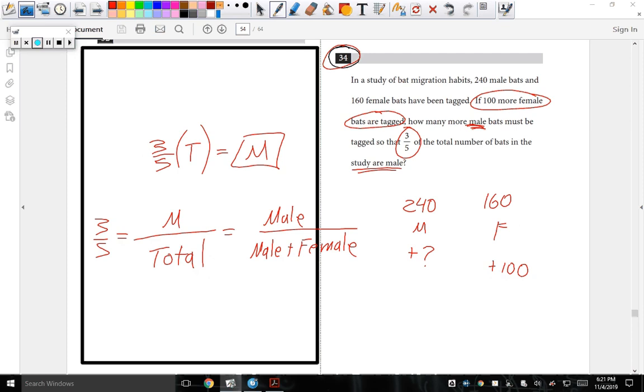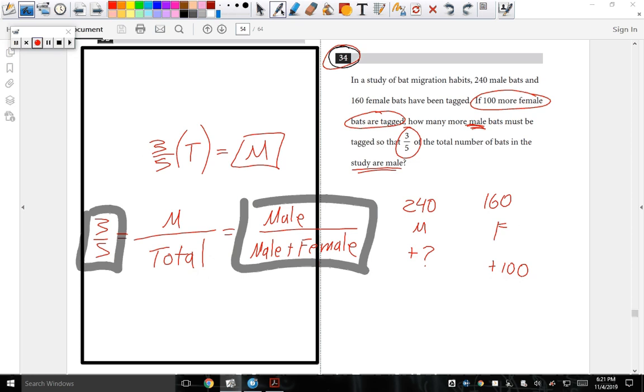The biggest thing that we're getting right now is this setup equal to this right here. Okay, so as of right now for the male part, I have 240. And the female I have 160. But I'm also going to what? Add 100 for the female. So this is all my females right now.